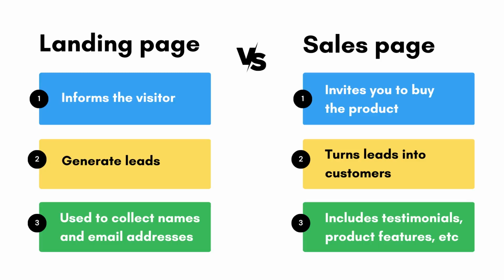differences. A landing page informs the visitor, whereas a sales page tries to get them to buy. A landing page is more of a lead generator, whereas a sales page is trying to convert those leads into customers. Finally, a landing page is used to collect names and email addresses, while a sales page has elements like testimonials, the cost of the product, features, and benefits, so that the customers can make an informed purchasing decision.